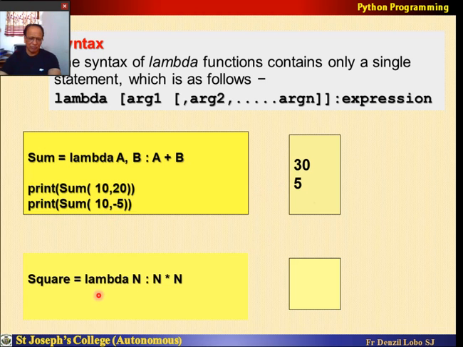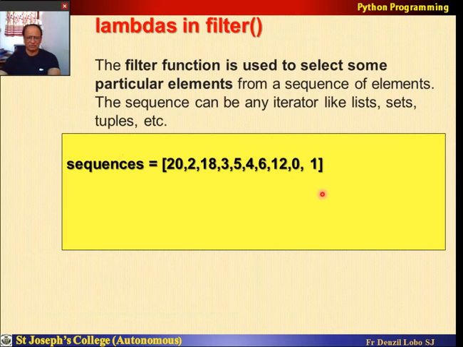One more example: square is equal to lambda n, n squared. Here we give the expression, what it has to do with the arguments we are passing. For example, print square 5. Immediately it will give you 25 as the answer. So this is a lambda function, or the anonymous function.